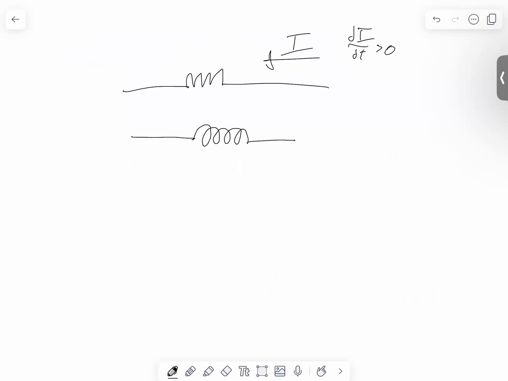Okay, Google form, part uno is, what is that? Part G is voltage higher on right or left?